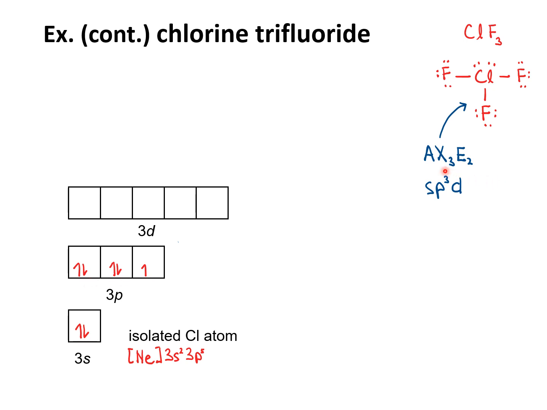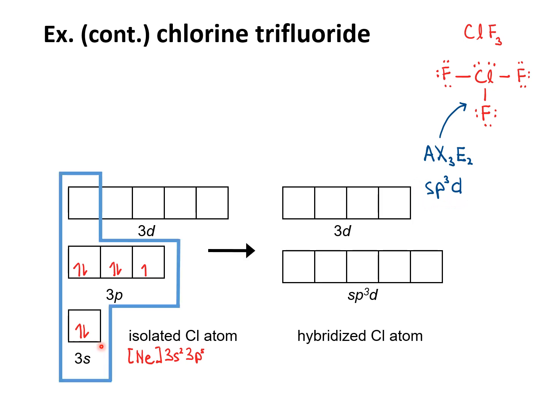Now in order to get sp3d hybridization, what we're going to do is take 5 orbitals: 1 3s orbital, all 3 of the 3p atomic orbitals, and 1 of the 3d atomic orbitals to give us 5 sp3d hybridized orbitals, and you can see that these 5 hybridized orbitals are all the same energy. And this leaves us with 4 unhybridized 3d orbitals.